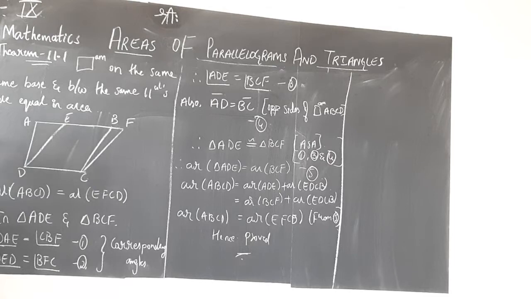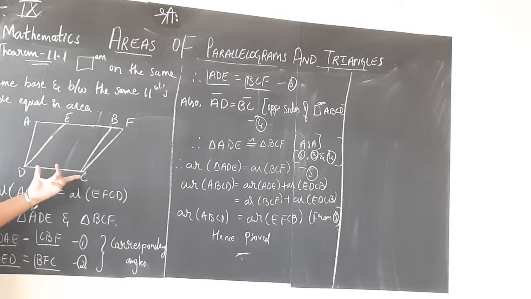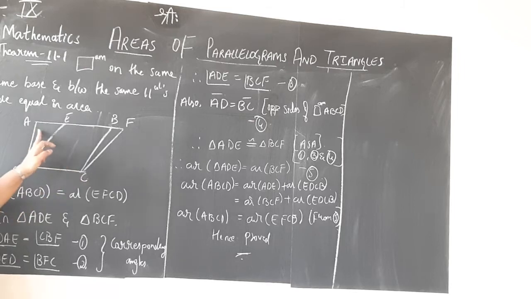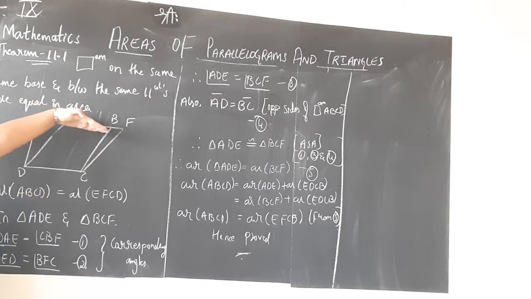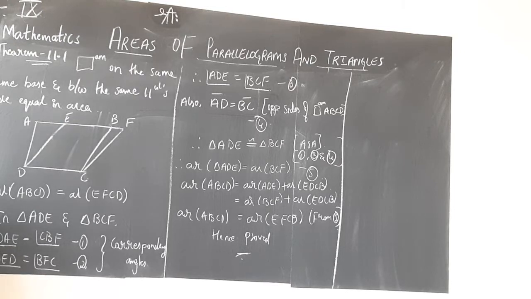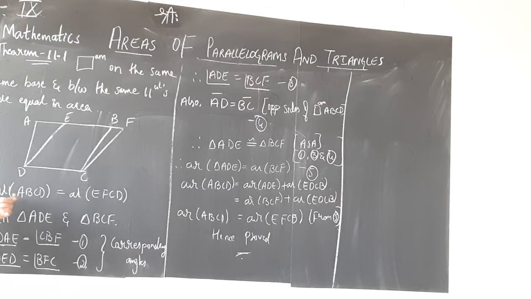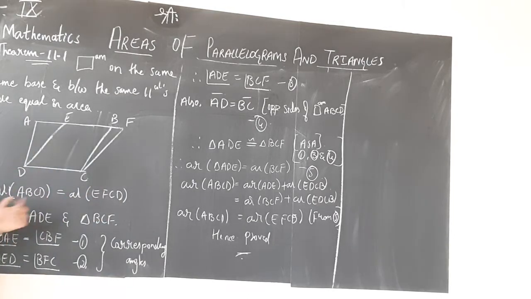That is the statement. The figure is like this. You can see two parallelograms here. ABCD is one parallelogram. EFCD is the other parallelogram. CD is the common base for both the parallelograms, and all the points A, E, B, F are lying on the same line. They are lying between the same parallels as well. When so, we need to prove that area of ABCD is equal to area of EFCD.